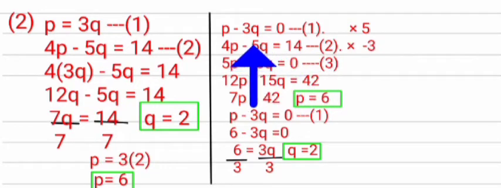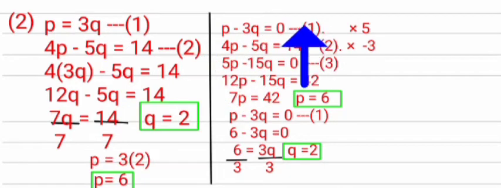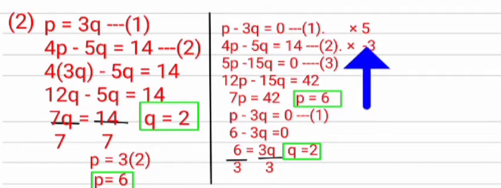So remember what we said. You are going to use the opposite sign of the coefficient of q in equation 2 to multiply the whole of equation 1, and the opposite sign of the coefficient of q in equation 1 to multiply the whole of equation 2. So here is actually supposed to be positive 3 and not negative 3. Let me correct that quickly. Since we have negative 5q and negative 3q, we are going to multiply by positive 3.